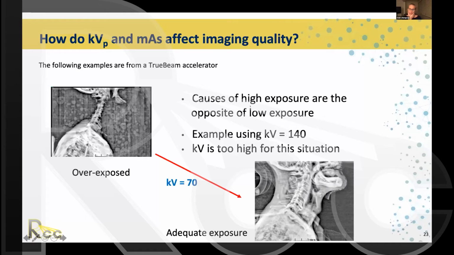If we then reduce that KV to a value of 70, you can see we've got a much better exposure. You can see all of the bones, you can see soft tissue information. So that's made a huge difference in this image.